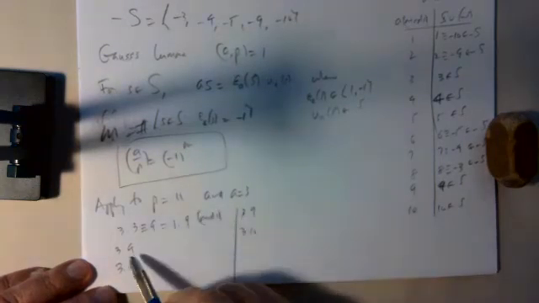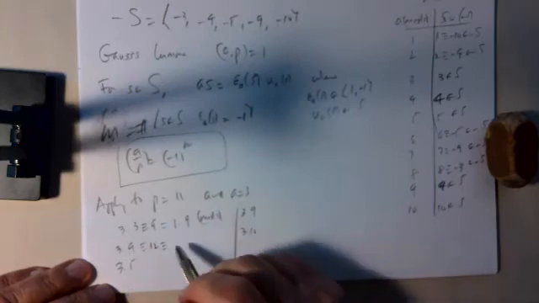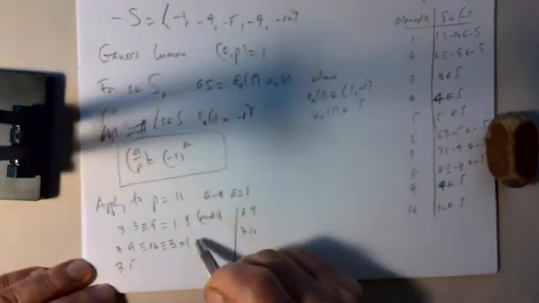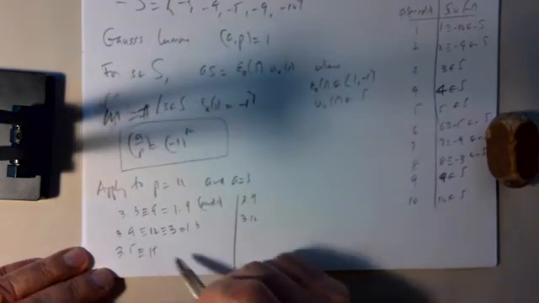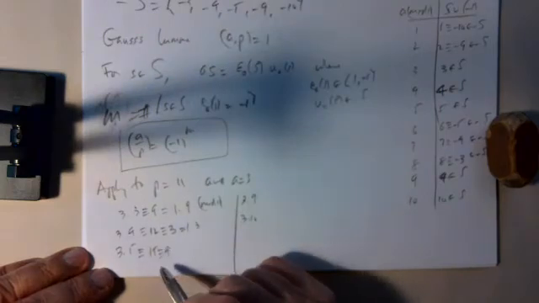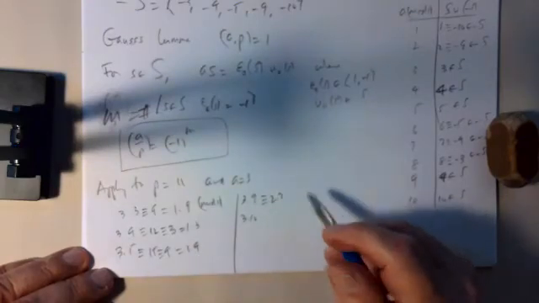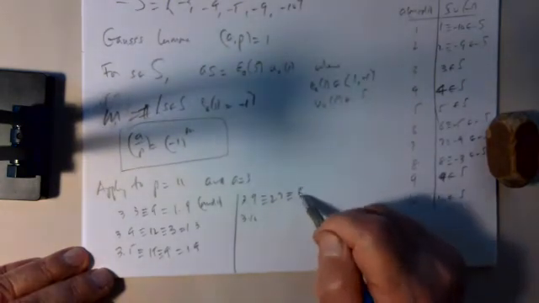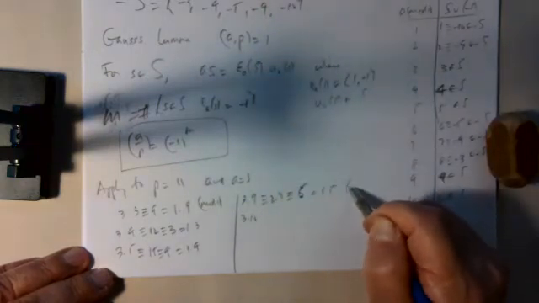Mod 11. 3 times 4 is 12. 12 is the same as 3 mod 11. 3 is in the set S. That's 1 times 3. 3 times 5 is 15. Mod 11, that's the same as 4. That is also in the set. 1 times 4. 3 times 9 is 27. 27 mod 11 is 5. Oh, we're lucky. This is 1 times 5.